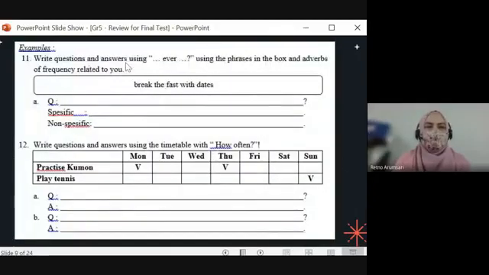Now, write the questions and answers using ever, using the phrase in the box. There's only one phrase actually. Using the phrase in the box and adverbs of frequency related to you. The answers are related to you. Oh yeah, there is some misspelling here. It's supposed to be with C. Specific is with C, not with S. This is also with C. Not with S, but with C. Okay. Now, who can do this one?